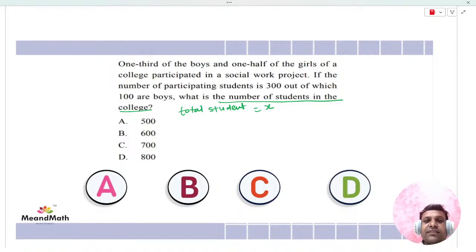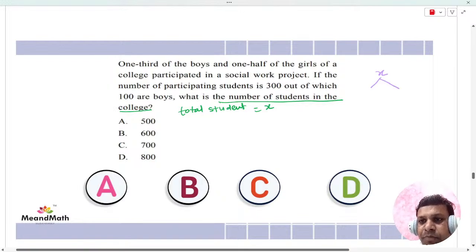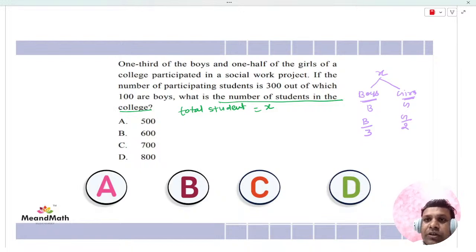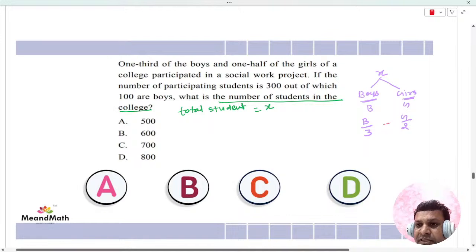1/3 of the boys and 1/2 of the girls. These x students are divided into two parts, boys and girls. Let's suppose boys are b and girls are g. 1/3 of the boys is b upon 3, half of the girls is g upon 2. If the number of participating students is 300, total participating students is 300, means if we add both, the answer will be 300.